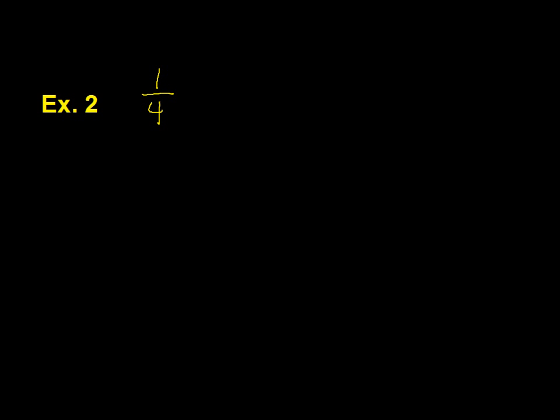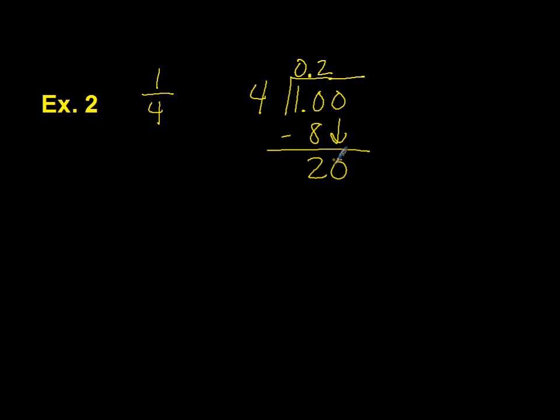Example number 2. Same idea. We have 1/4, which is really 1 divided by 4. This time I'll throw on a decimal point and a couple zeros. 4 goes into 1 0 times. Bring up your decimal. 4 goes into 10 twice. Subtract. Bring down your 0. 4 goes into 20 5 times. And our answer is 0 and 25 hundredths.